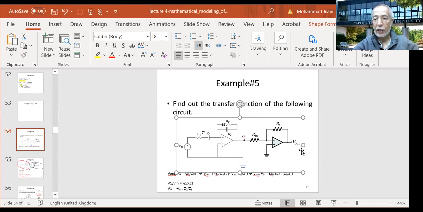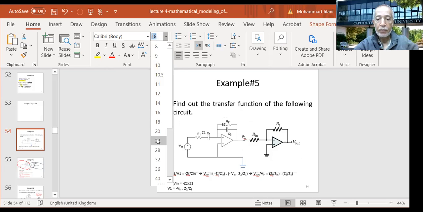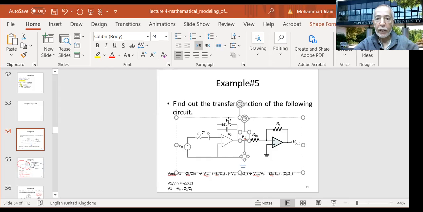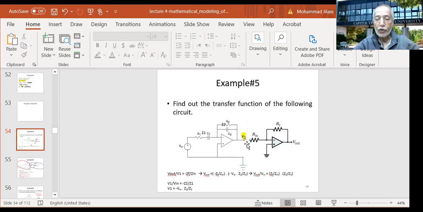I have two cascaded circuits, one to the right with V out and one to the left with Vn. And I have V1, this V1 here. Let me increase the font a little bit so we can see it. So this is V1, and let me actually color it, which is the temporary V1. That's the output of the function to the left here.